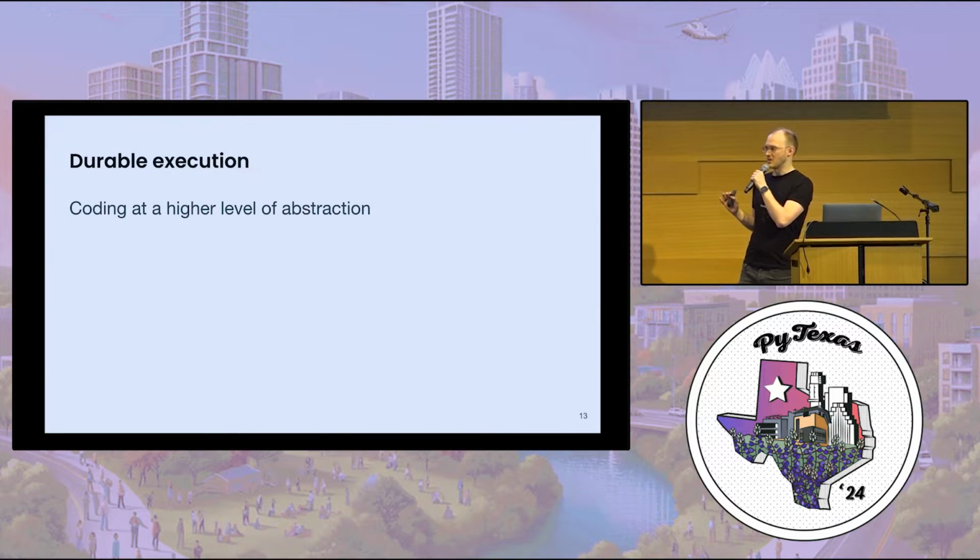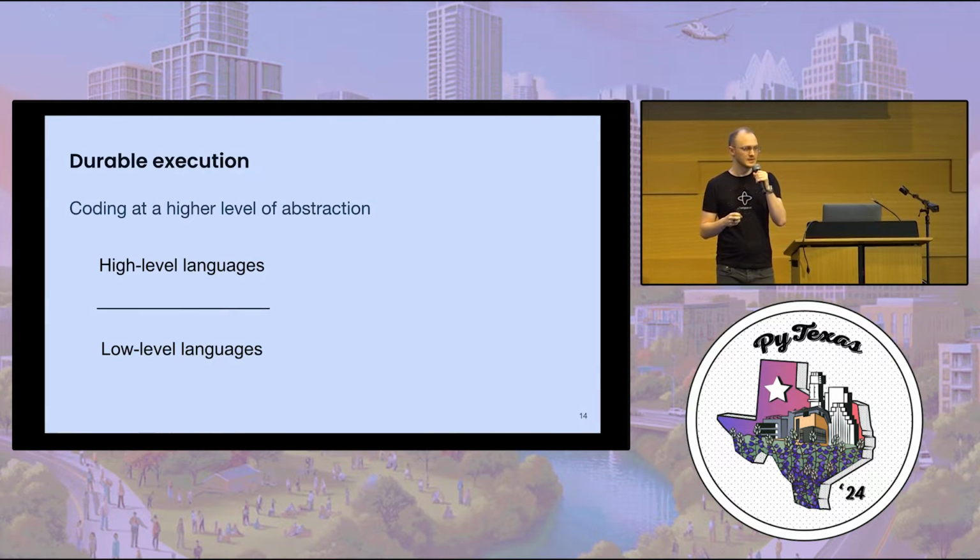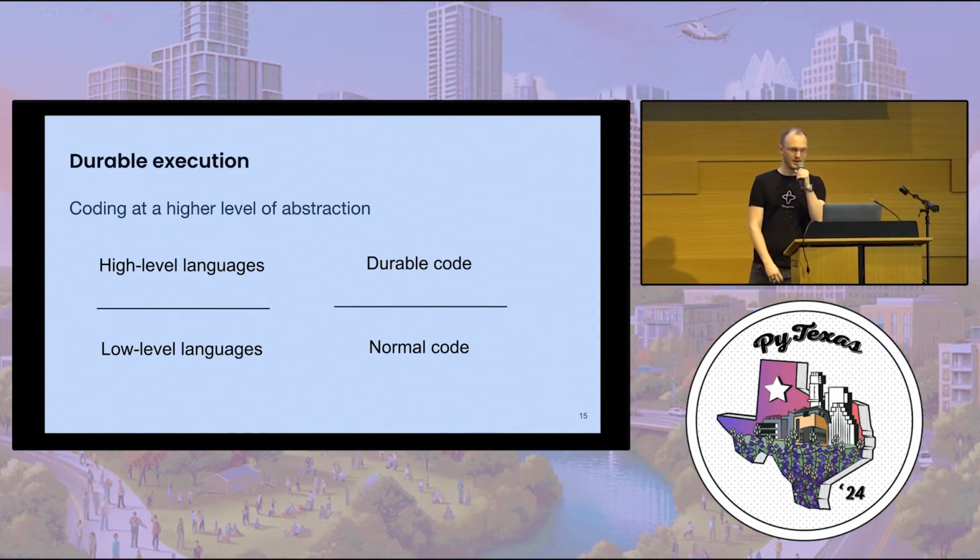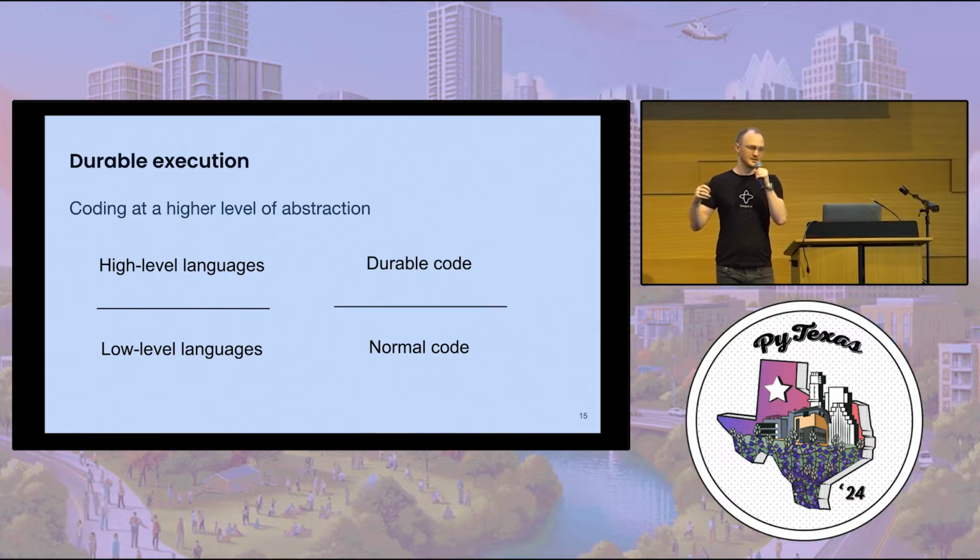So durable execution is coding at a higher level of abstraction, sort of like a high-level language like Python. You don't have to worry about memory management like you do in a low-level language like C. Durable code is a higher level of abstraction than normal code. You don't have to be concerned about the infrastructure that the code is running on, or the availability of anything downstream that you depend on. Because everything that you depend on, if it's not reachable now, it'll automatically be retried until it is reachable.